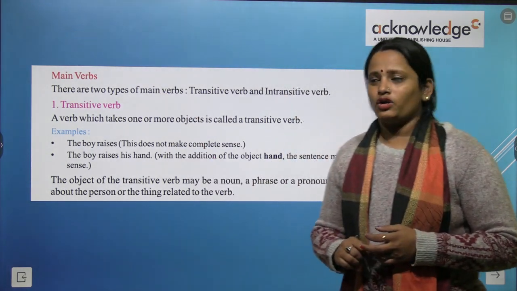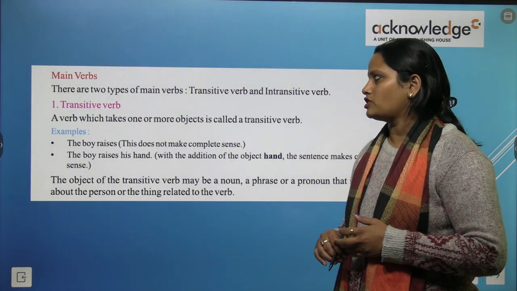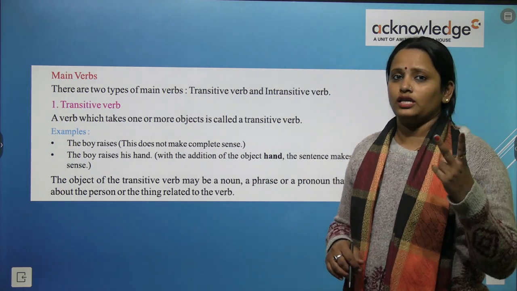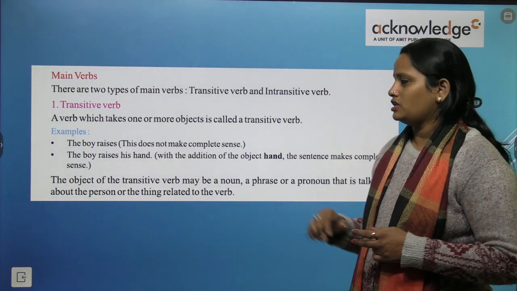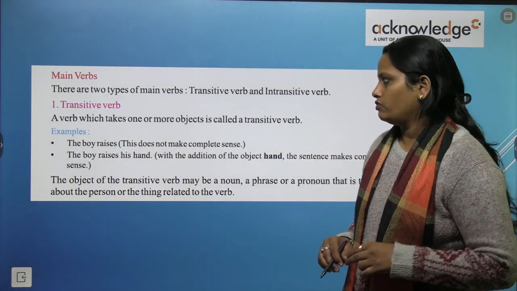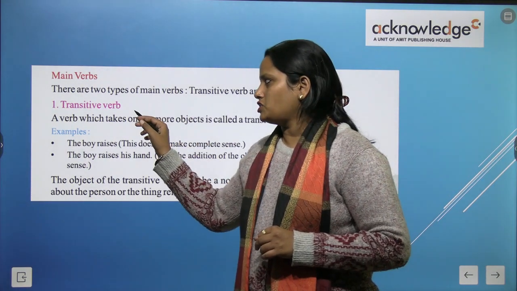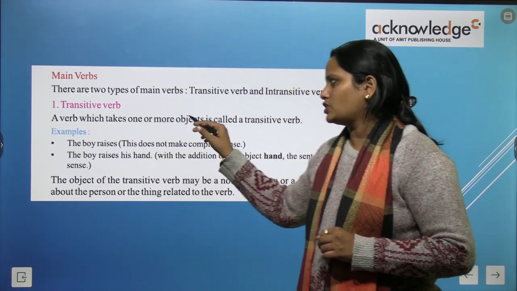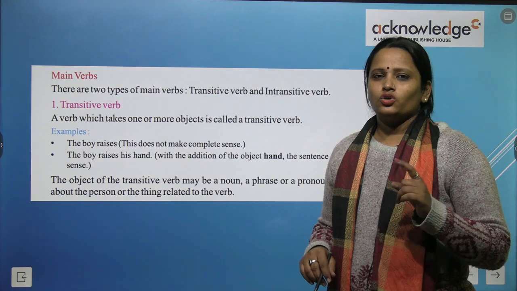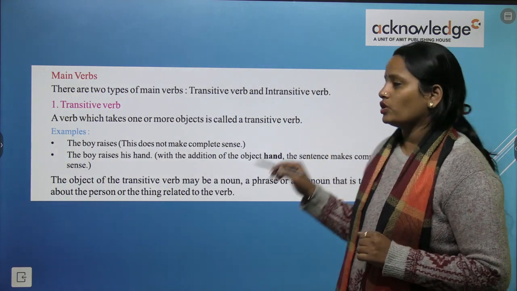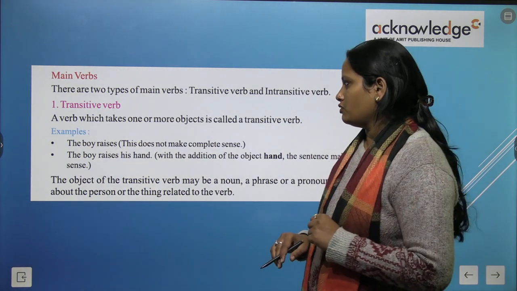Now let's see what is main verb. There are two types of main verbs. अब main verbs भी दो तरीके के हैं. First is transitive verb and the second one is intransitive verbs. So let's see what is transitive verbs. A verb which takes one or more objects is called a transitive verb. So वो verb जो एक या उससे ज्यादा objects को लेता है अपने साथ इसे transitive verbs कहते हैं.